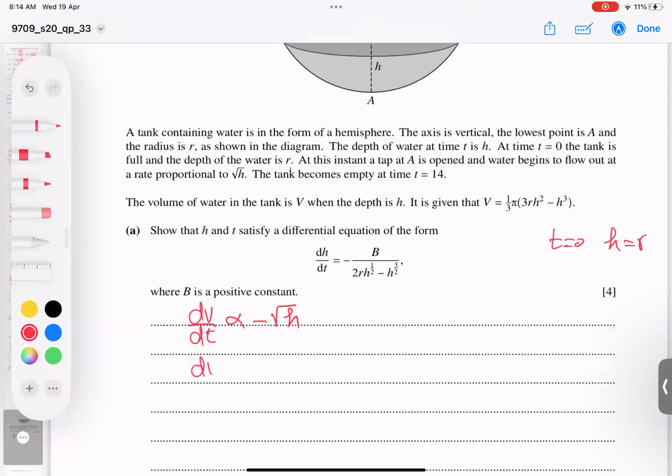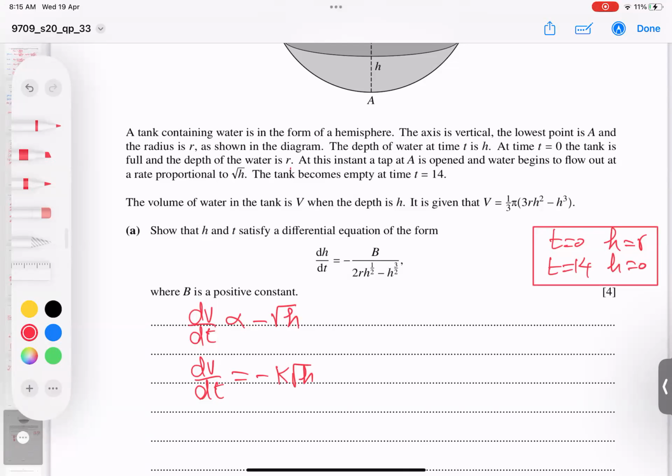Now I'm going to write it in the form dV/dt equals negative k root of h. This part is done. The tank becomes empty when time is 14. So it means at t equals 14, h becomes 0. These two pairs of values we will use in the future.